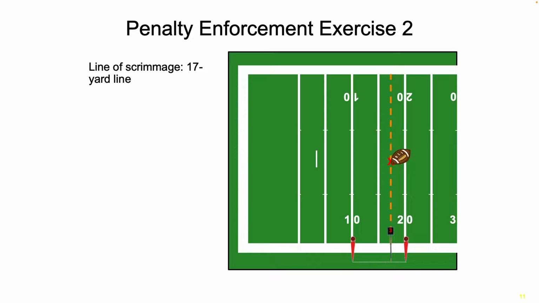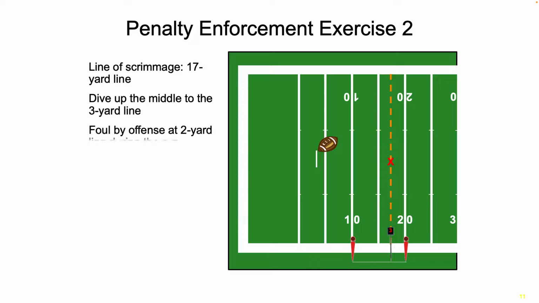Play number 2. Again, we're starting at the 17-yard line. Looks like it's 3rd and 7 maybe. Again, we got a dive up the middle to the 3. We got a foul by the offense at the 2-yard line during the run. Maybe we had a receiver downfield holding. Again, first question, live ball or dead ball? So the live ball foul.